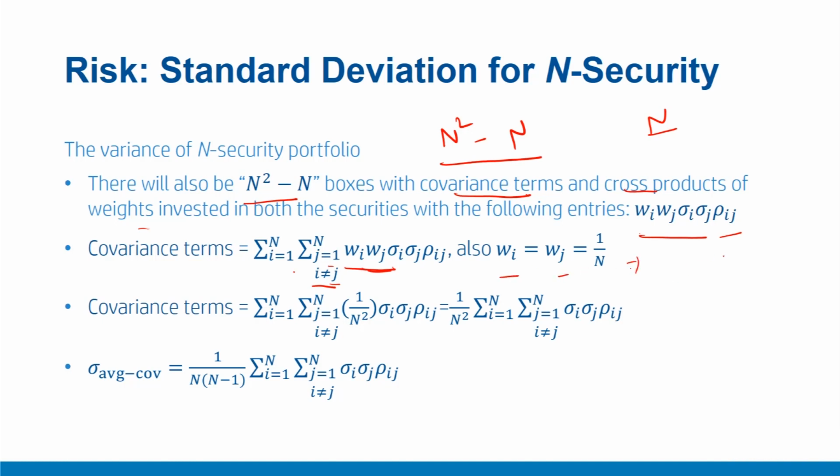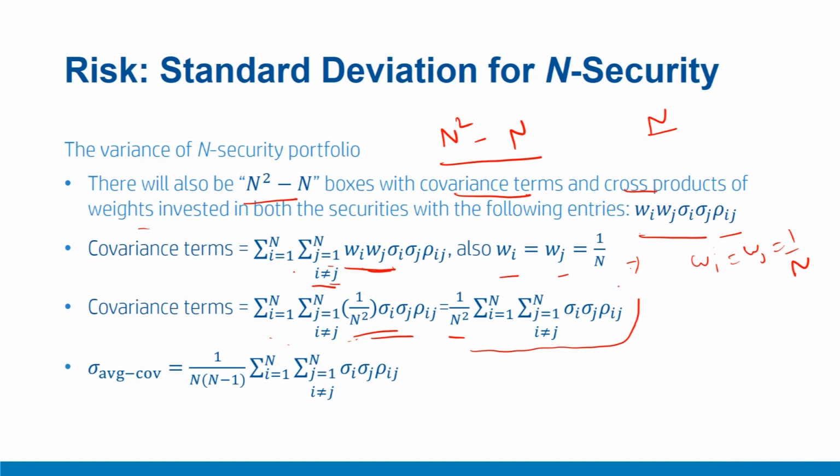That means we are investing equal amounts in all the securities, and therefore those proportionate amounts Wi equal to Wj are same as 1 upon n. In that simplifying case, our overall expression becomes this: 1 upon n square into sigma i sigma j rho ij. We can take n out of this expression because n is constant, so we are left with this expression.